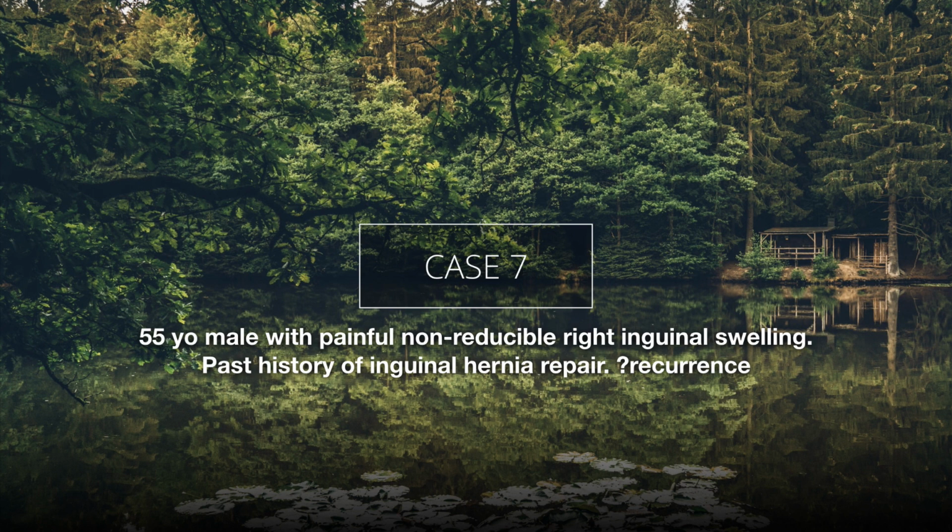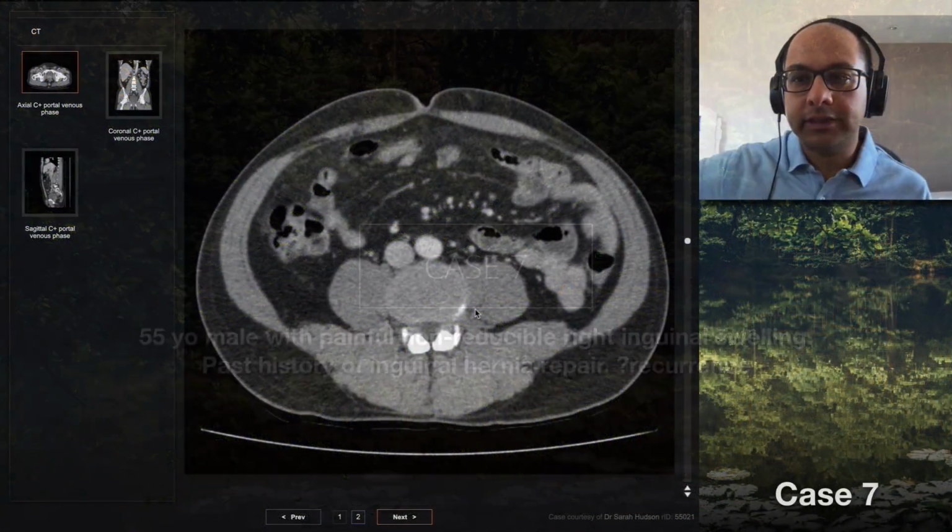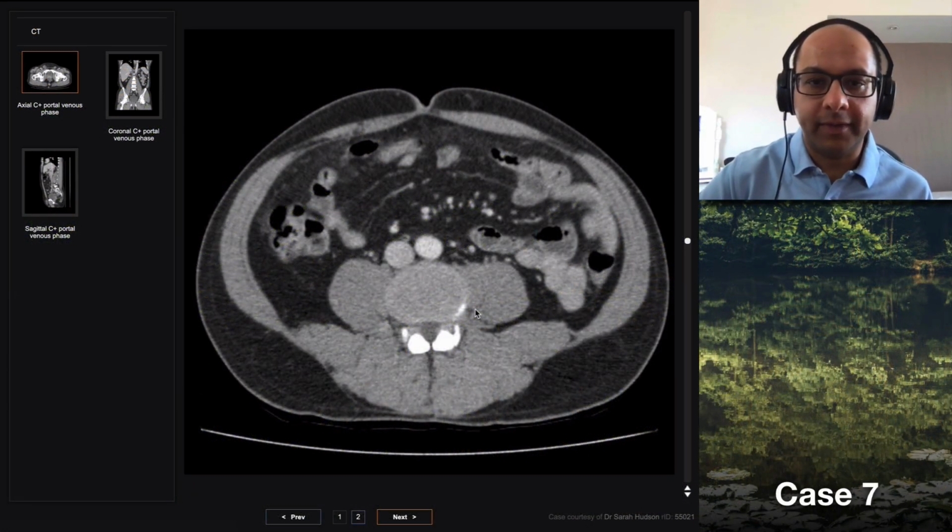So the next one, number 7. This is a 55-year-old male who's come in with lower abdominal pain on the right side with nausea. He has a history of previous right inguinal hernia repair and hypospadias. On examination, there's a palpable swelling in the right groin, which is not reducible and very tender, but the testicular exam is normal. So the CT looks for a possible recurrence of an inguinal hernia on the right side, which is acute in nature, with inflammation.